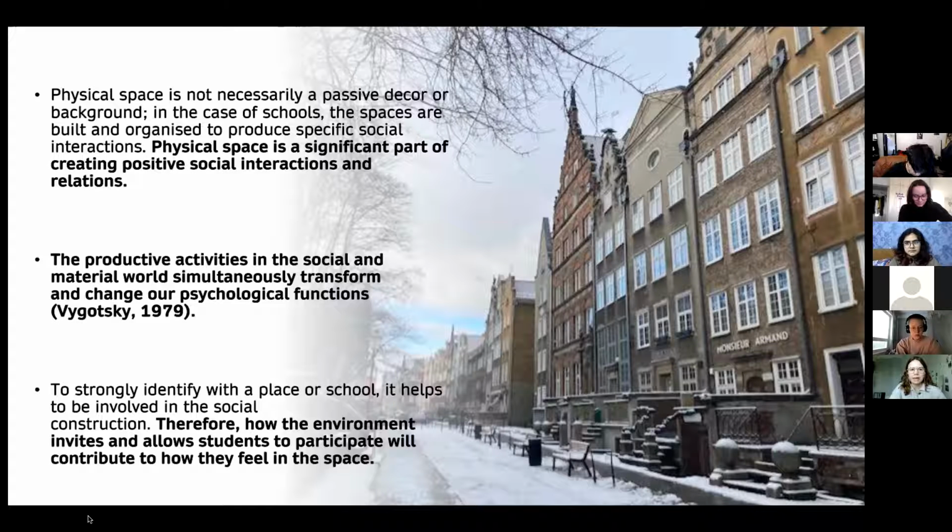So, as in Mel's drawing of his teacher's classroom, we can see how the utilization of space has an impact on how students feel in it. For example, if a teacher really values students' contributions and opinions, putting photos of their projects on the wall can create that sort of environment. Productive activities in the social and material world simultaneously transform and change our psychological functions. And when talking about socialization, to strongly identify with a place or a school, it helps to be involved in the social construction, and therefore how the environment invites and allows students to participate will contribute to how they feel in the space.